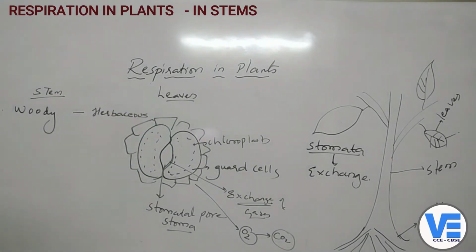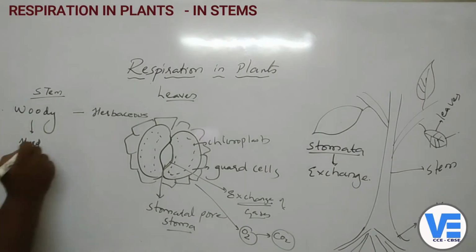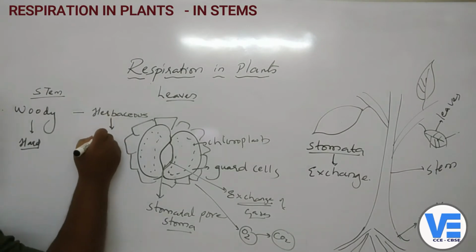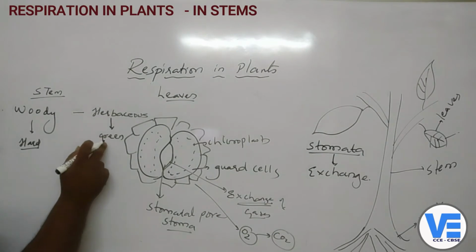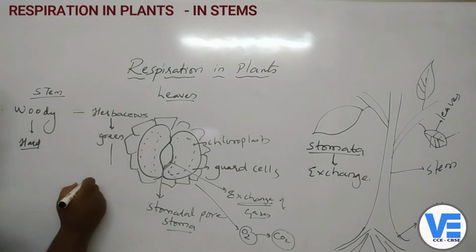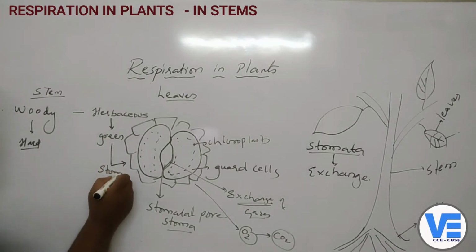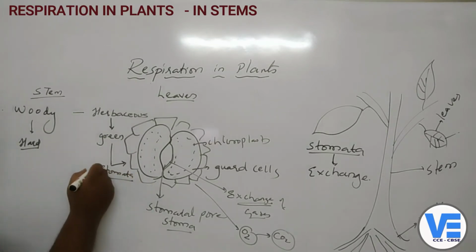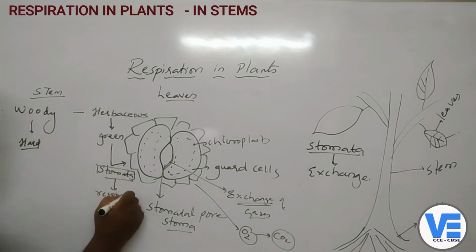You can take it as a herbaceous stem. The woody stem will be a bit hard and a kind of brown in color, and herbaceous stems are absolutely green in color. If there are herbaceous stems and they are green in color, the respiration will occur with the help of the stomata. The stomata present on the green stems take care of respiration, that is, taking in oxygen and giving out carbon dioxide.